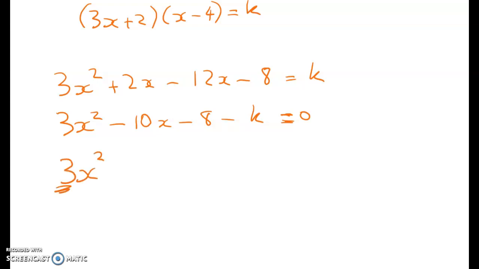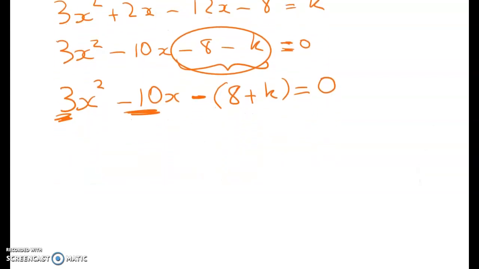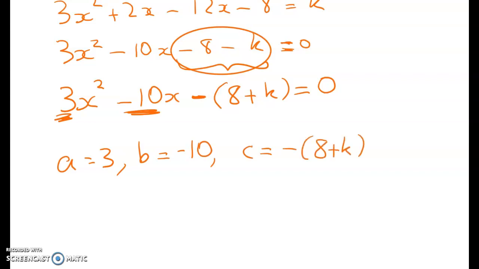I've got 3x squared, so that's going to be A, minus 10x, that's going to be B. But this is all my constant term: minus 8 minus k. So I'm going to take out the negative, and make it minus (8 + k). So I'm factorizing that out. You'll get used to doing that, but it does feel a little bit weird to start with. Hopefully you'll see that it's going to make things cleaner in my next step. So now we've got A is 3, B is negative 10, and C is negative (8 + k).